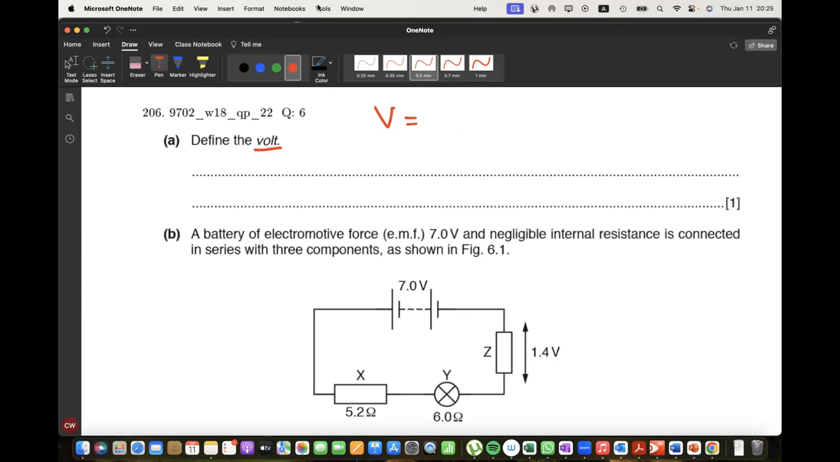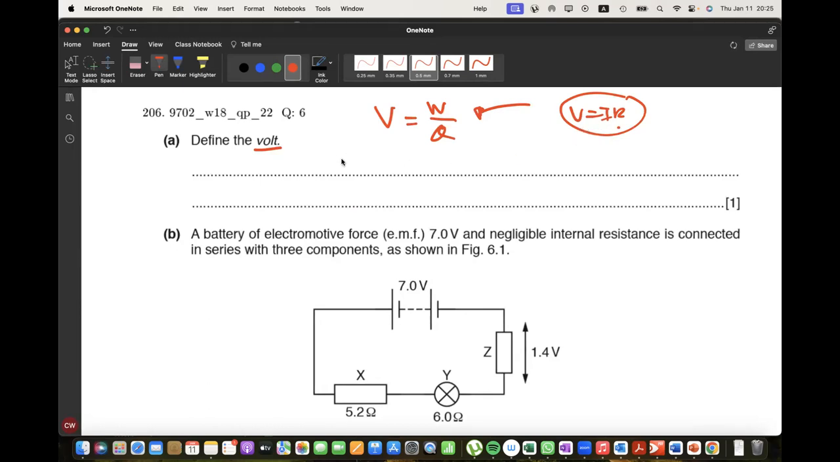Work done. Work done per what? Work done per unit charge, work done per unit charge. We don't use this one for definition. This is Ohm's law. Stick to this one only. Okay.